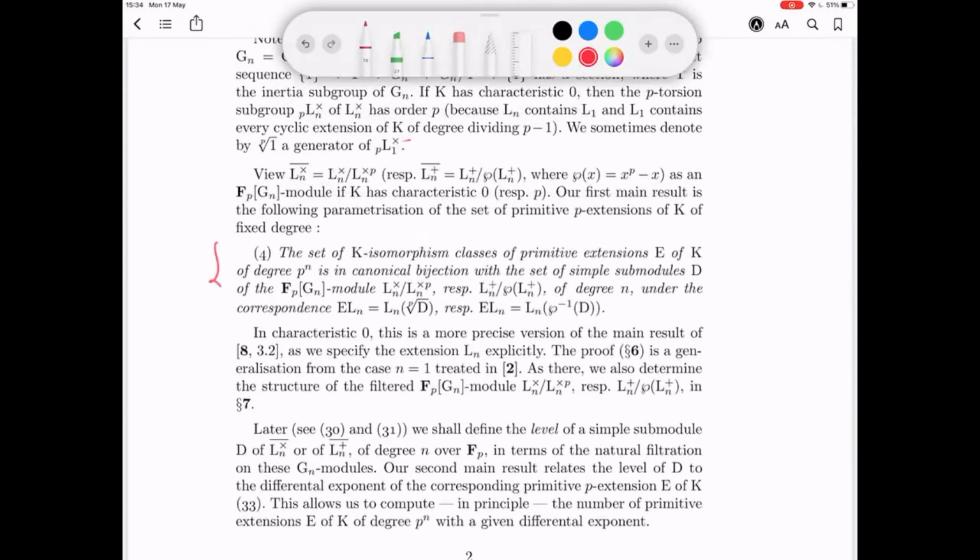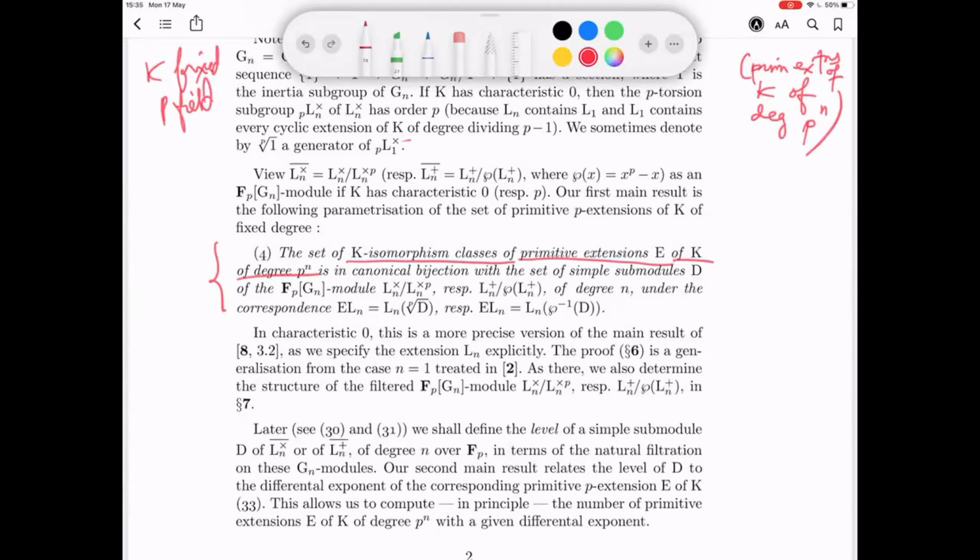Now here's the statement that we are interested in. The set of k-isomorphism classes of primitive extensions E of k of degree p to the n. This is the set in which we are interested. So n is fixed, k is a fixed p-adic field, and n is a fixed integer. And we are looking at primitive extensions of k of degree p to the n. This is the thing which we want to parameterize. And the question is, what is going to be the set parameterizing this unknown set?